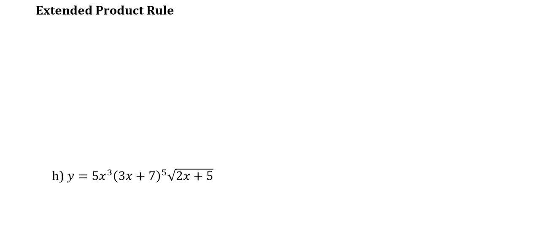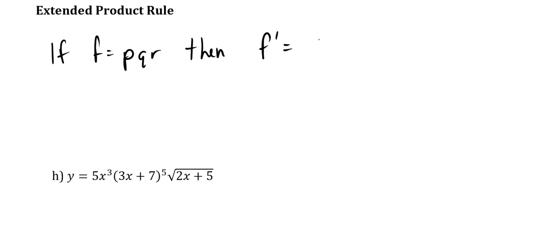The extended product rule. If F equals P times Q times R, and P, Q and R are differentiable, then F prime, ready for it, equals the derivative of the first times the second and the third, plus the first times the derivative of the second times the third. I'm just doing this in order. You could write it however you want. Plus P times Q times R prime.